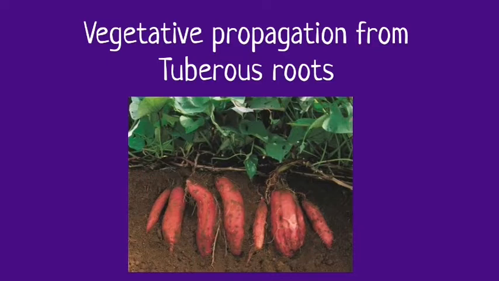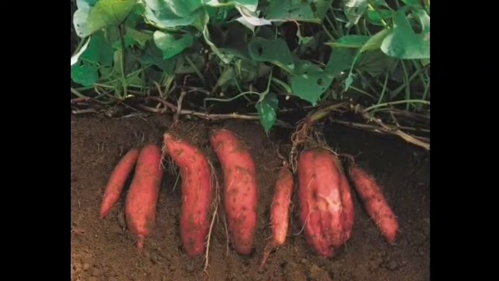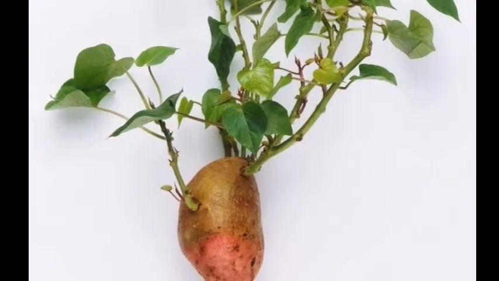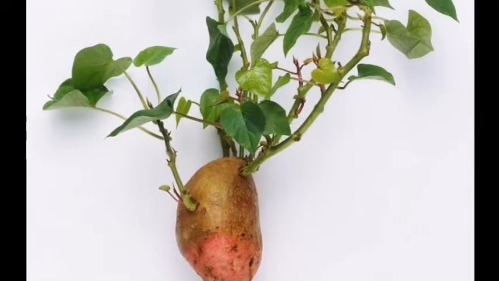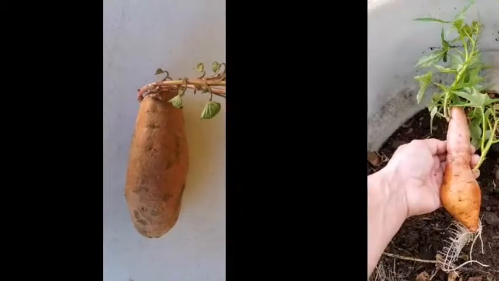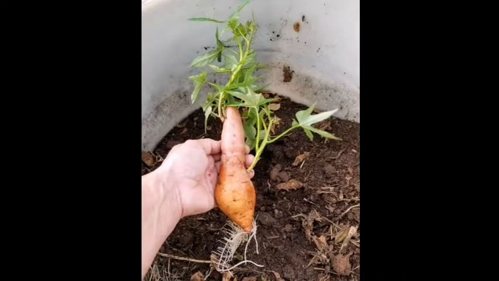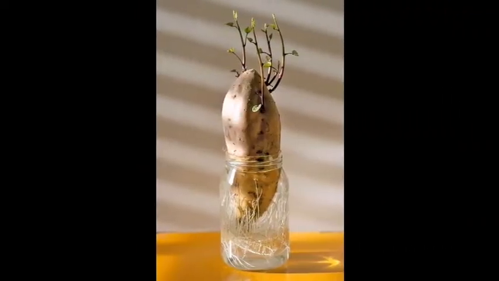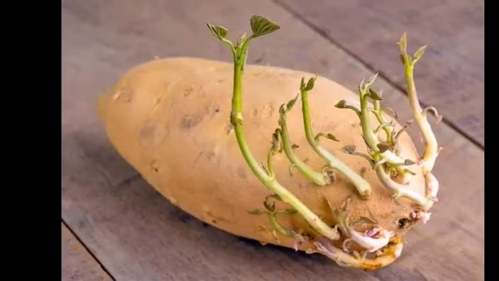Tuberous roots are the thick fleshy storage roots. These are true roots which are so thickened that they resemble a tuber but without buds and leaves. These tuberous roots of certain plants give rise to new plants from their fleshy roots. For example, sweet potato, dahlia, etc.